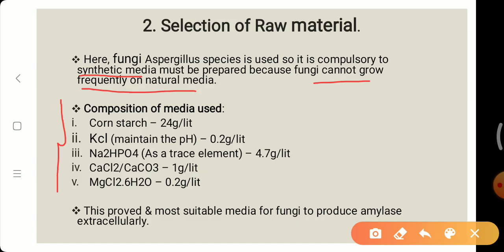Cornstarch will provide the carbon source, KCl maintains the pH, Na2HPO4 acts as a trace element for the mycelial growth, CaCl2 or CaCO3 maintains the pH, MgCl2·6H2O is a trace element that provides support for the mycelial growth. This medium is the most suitable, or we can say the most ideal medium, for the fungi to produce amylase extracellularly.